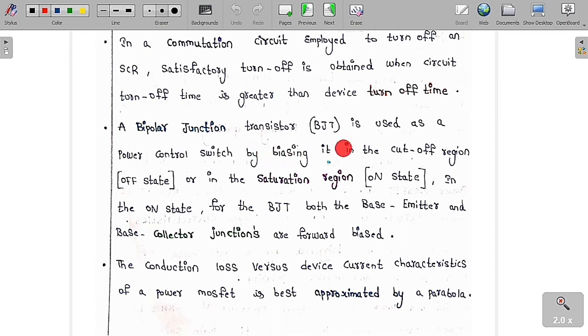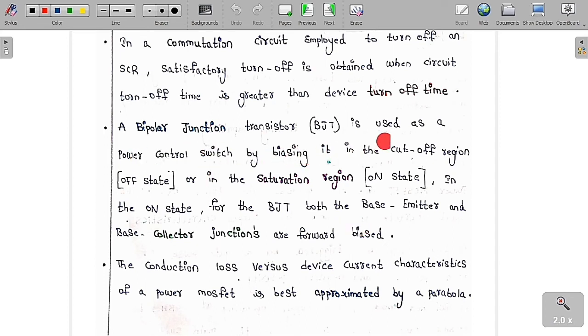A bipolar junction transistor, BJT, is used as a power control switch by biasing it in the cutoff region, the off state, or in the saturation region, the on state. In the on state for the BJT, both the base-emitter and the base-collector junctions are forward biased. I have already told you how the BJT operates in the cutoff, saturation and active regions. If both the collector junction and the emitter junction are reverse biased, it is said to be cutoff. If both are forward biased, it is saturation. If the collector junction is reverse biased and the emitter junction is forward biased, it is said to be the active region.